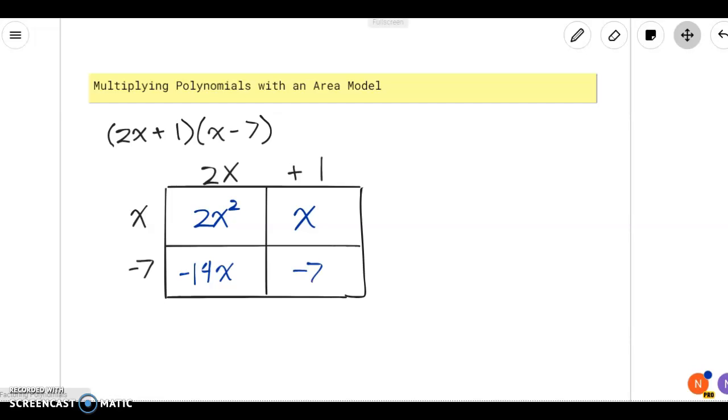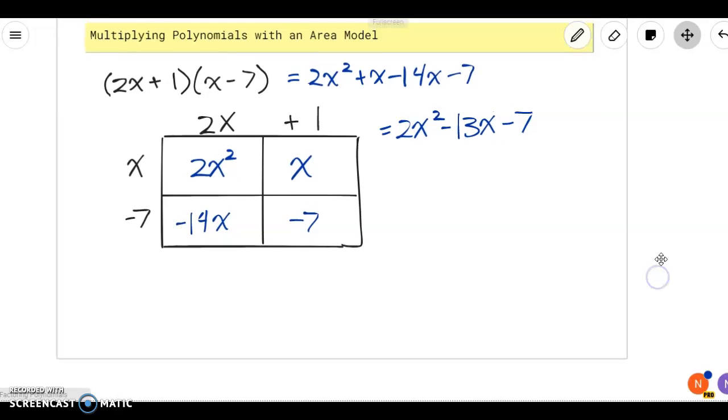So we know that 2x plus 1 times x minus 7 is equal to 2x squared plus x minus 14x minus 7. Okay, and we can actually combine our middle terms there, 2x squared minus 13x minus 7. How can we use this to factor? Well, we can pretty much just reverse those steps. So let's start off with this one since we did just multiply it and we know what it's equal to, and let's try and factor it instead.